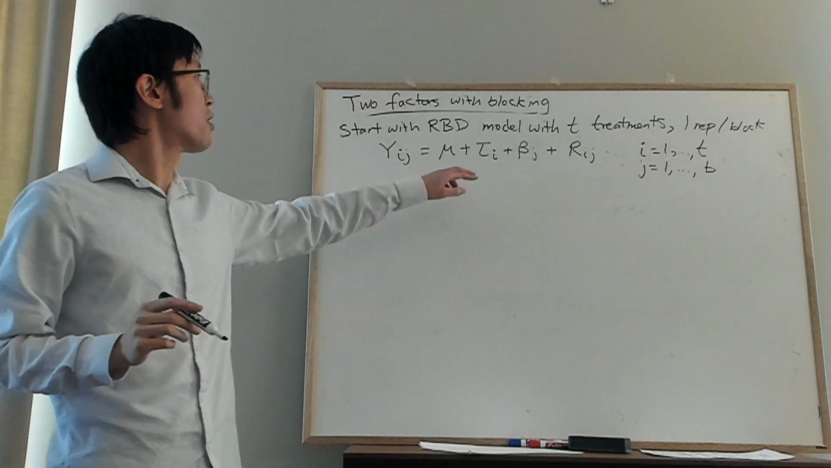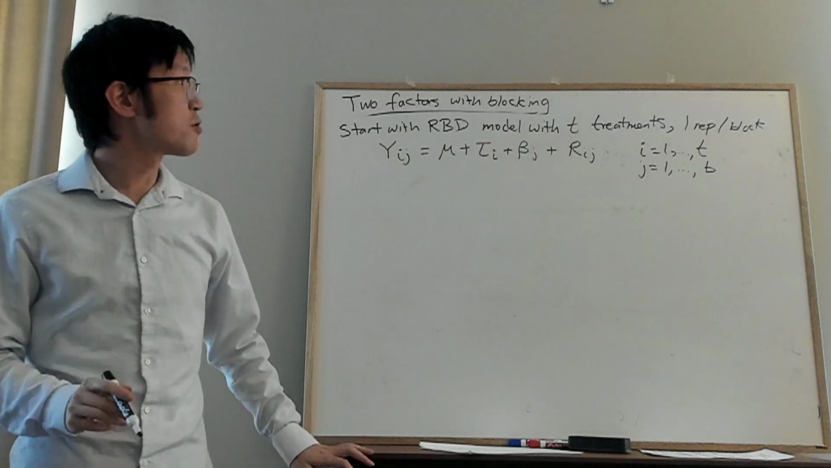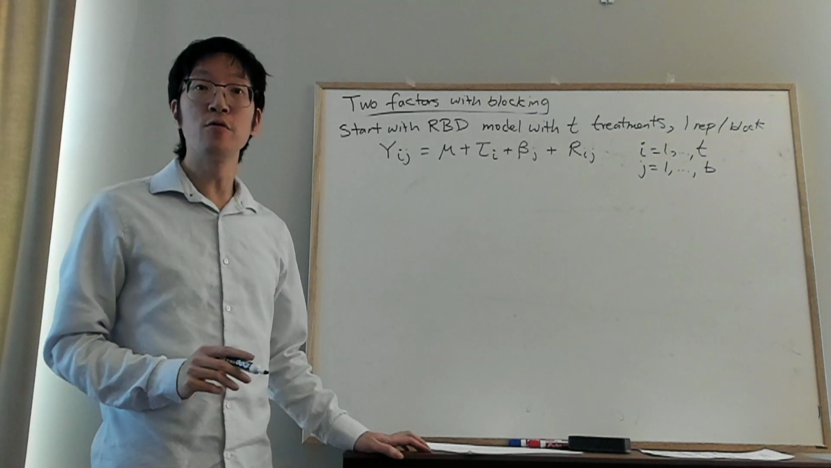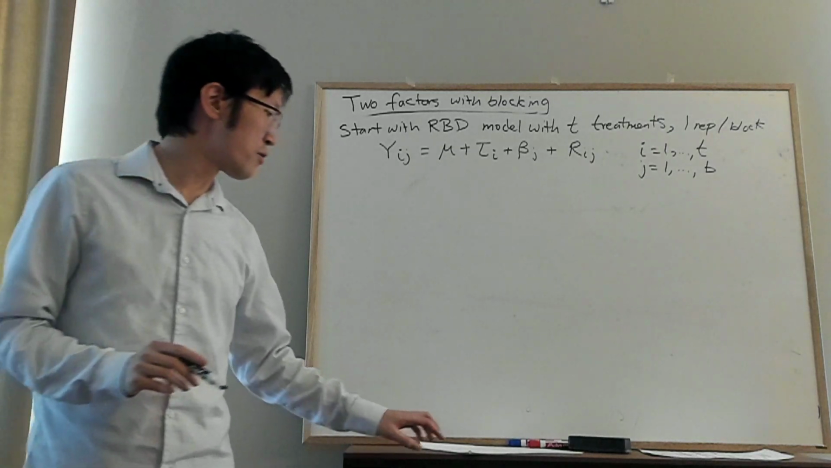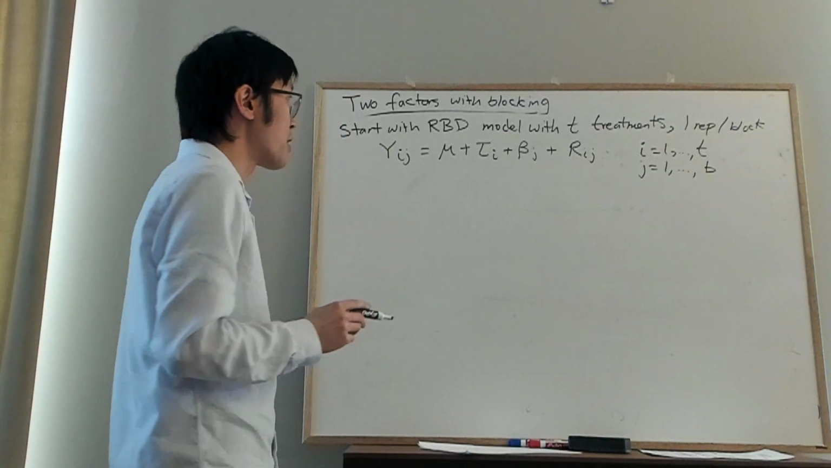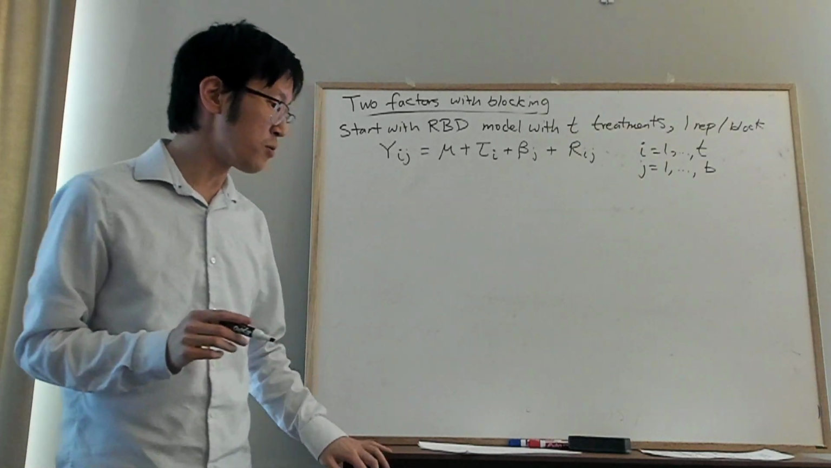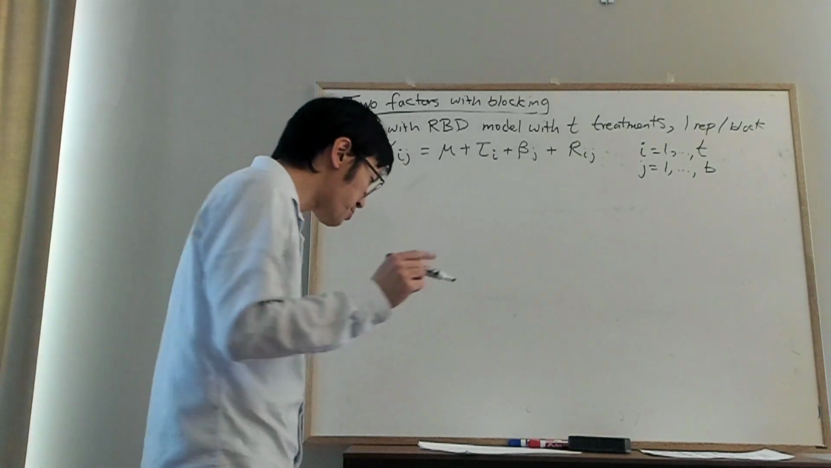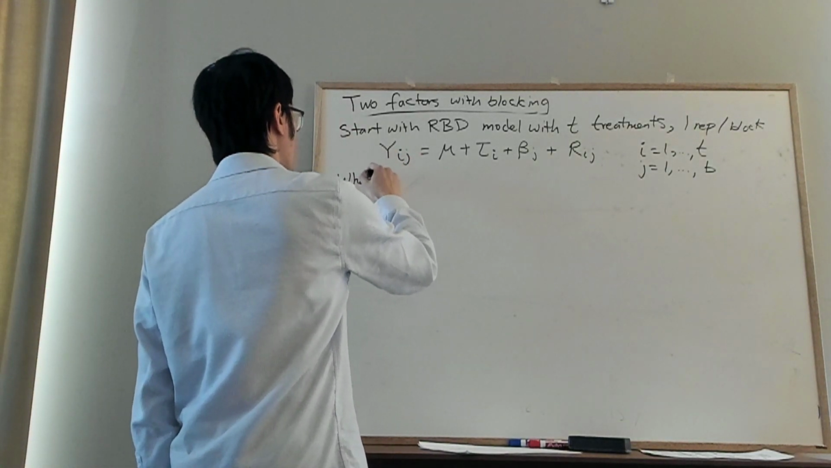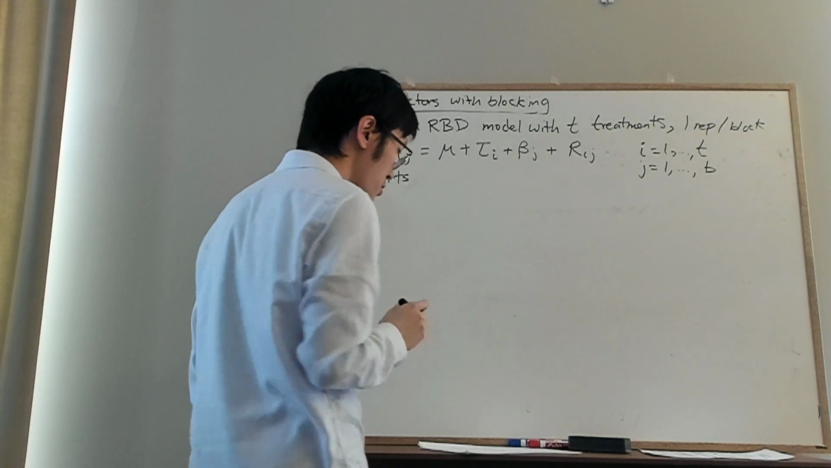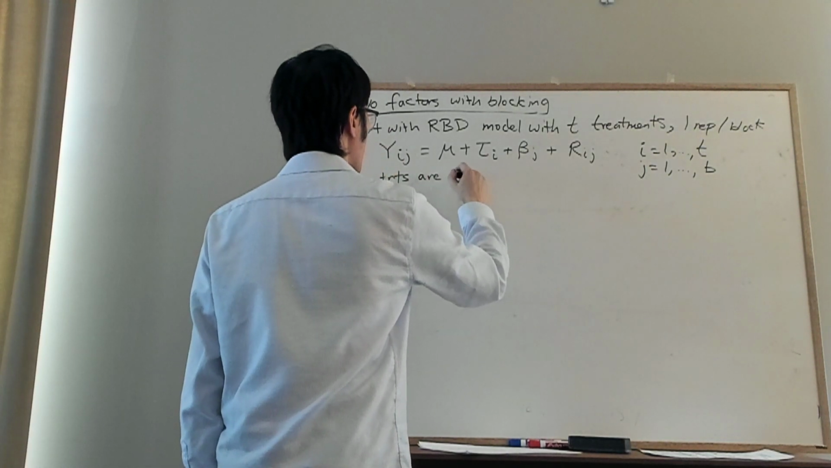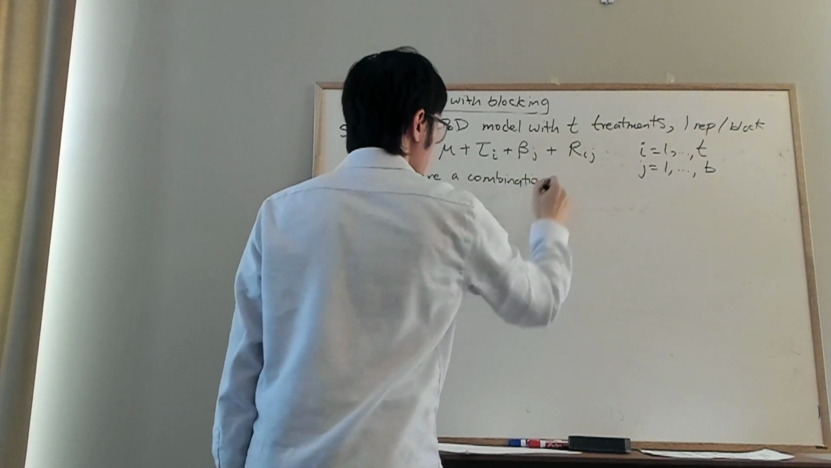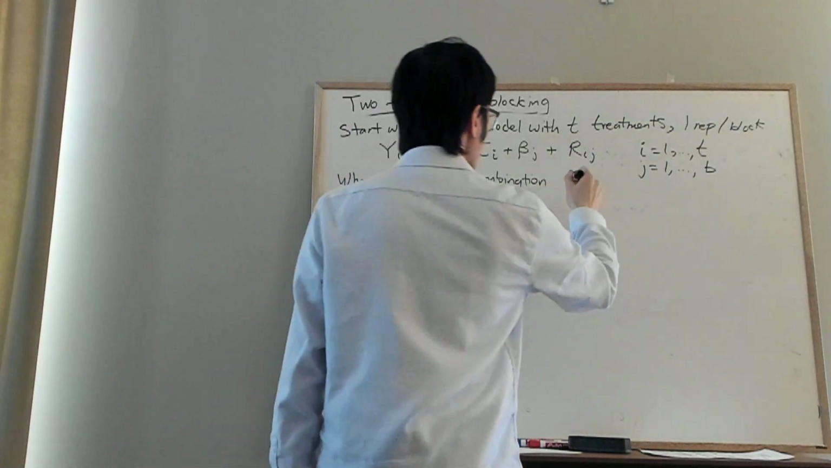Okay, so now we're going to take our t treatments again, and let's now suppose that the t treatments are a combination of the levels of two factors. Let's call them factor A and factor B. Okay, so in that case, we can take the RBD model and we can rewrite it using factors and interactions. So when the treatments are a combination of two factors, called the two factors A and B.